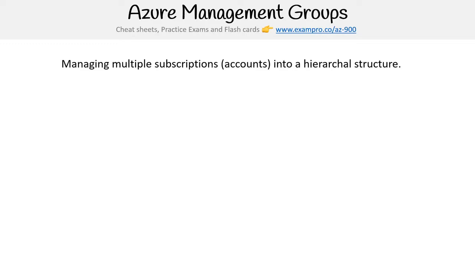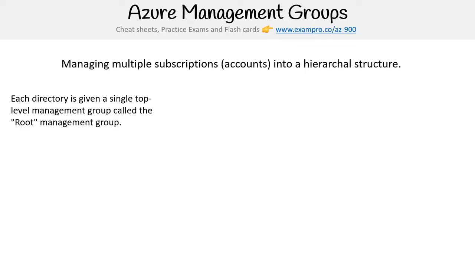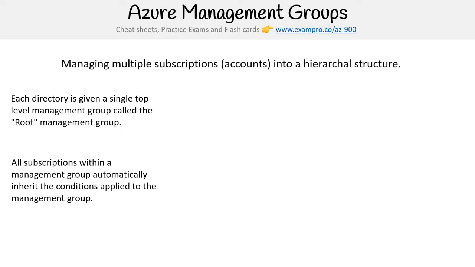Azure Management Groups is a way of managing multiple subscriptions, and when you hear the word subscriptions in Azure, just think accounts, because that's an easier way to think about it, into a hierarchical structure. Each directory is given a single top-level management group called the root management group. All subscriptions within a management group automatically inherit the conditions applied to the management group.